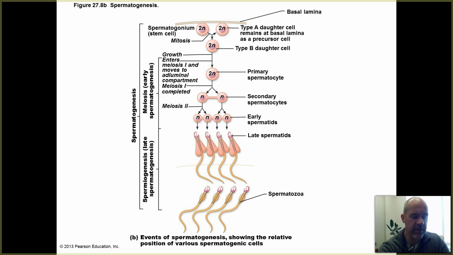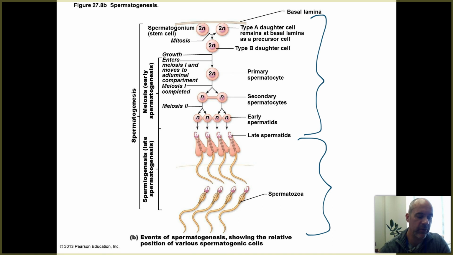And this is a diagram from your textbook, figure 27-8b, which is also reviewing what I just talked about. Here are the cells that are actually involved in meiosis. And then here's your spermiogenesis down here, where those early spermatids that look round become late spermatids, starting to take on the physical characteristics of sperm. And then finally, you have your spermatozoa. That's another term for a sperm cell.